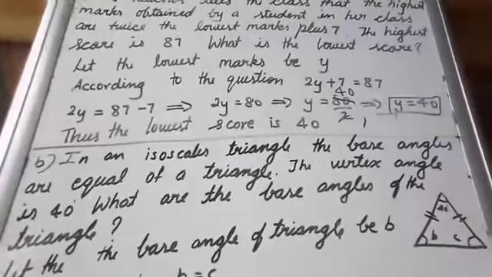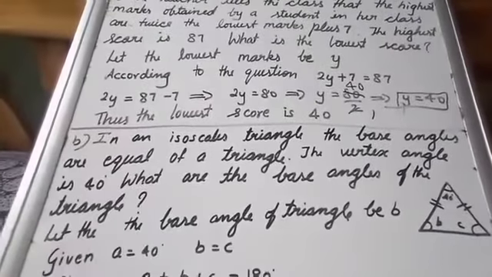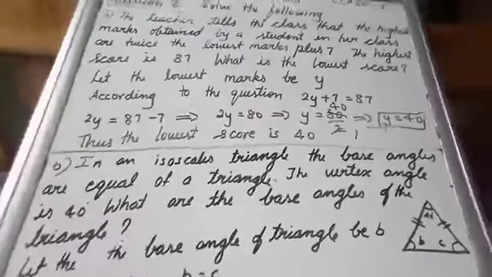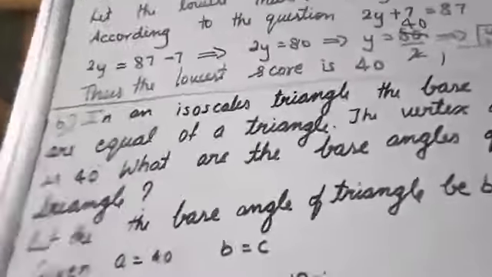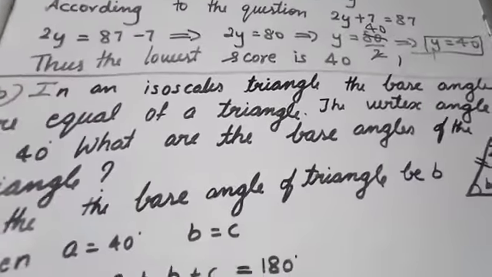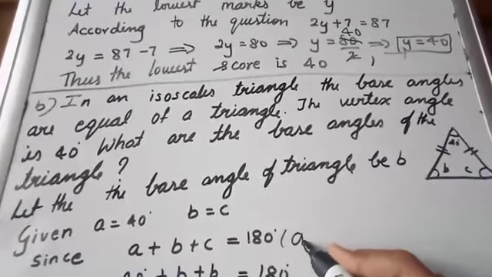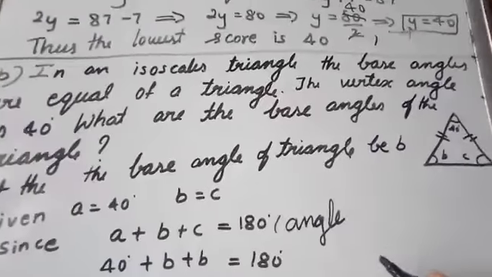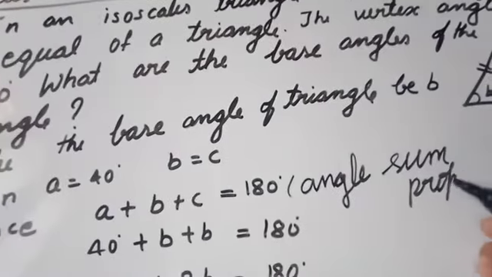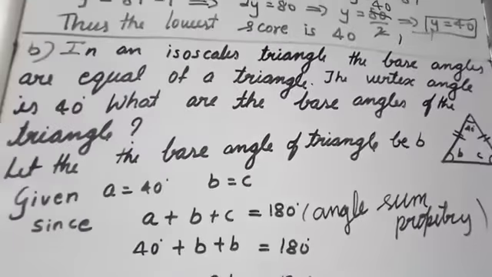Now let the base angles of the triangle be B and C. Given A is equal to 40, and B is equal to C, because these two angles are equal. Next, since A plus B plus C is equal to 180 degrees. Hope you know why it is 180 degrees: the angle sum property. If you add all three angles, you will get 180.